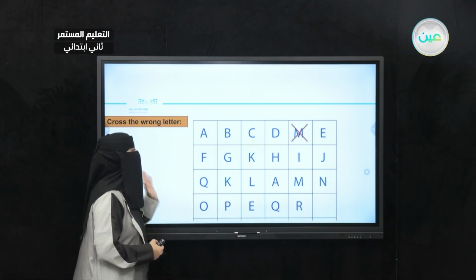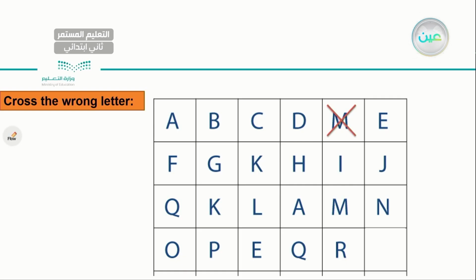Okay, I have A, B, C, D, and then I place letter M, which is wrong. Okay, it's wrong. So I crossed it. So A, B, C, D, E. Let's go ahead. F, G. Okay. So what comes after G is letter H. So I place letter K, which is wrong. Okay, it's placed in the wrong place, right?